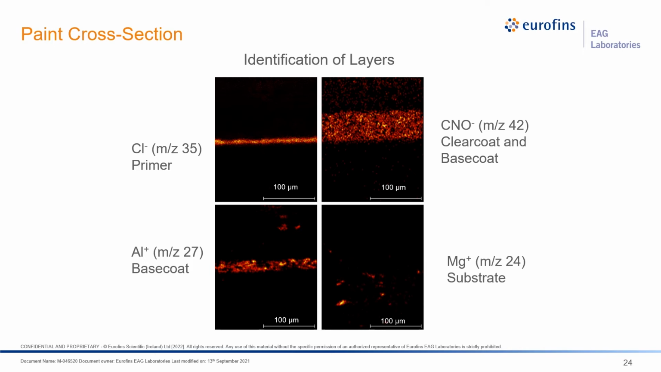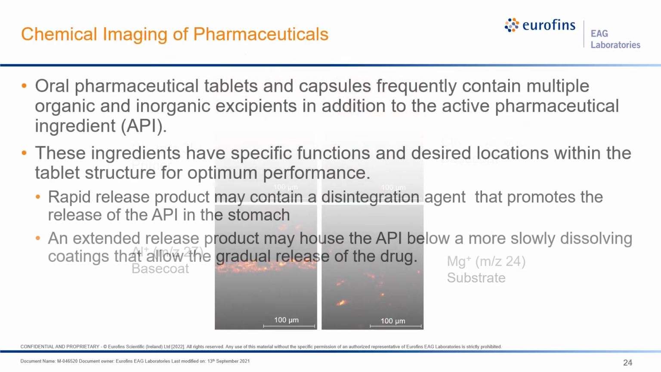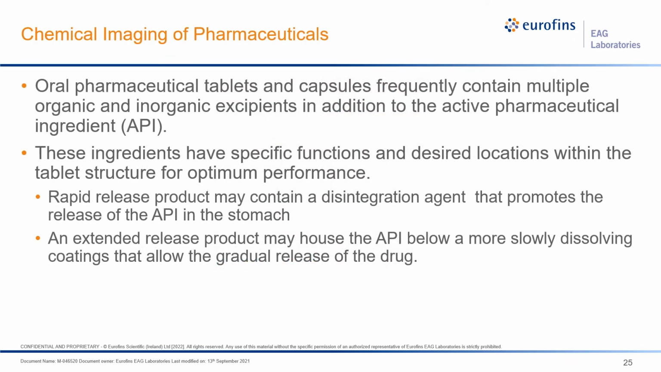I'm not showing any of the mass spectra here, but if we had taken a mass spectrum from this area, we would get a spectrum indicative of the clear coat. And we could compare that with reference spectra as well. Okay, we're going to take a quick sidetrack into the world of pharmaceuticals. Pharmaceutical formulations are obviously very important and a little bit in the news these days with people looking for vaccines and things, but pharmaceuticals are obviously used in the treatment of all kinds of disorders and diseases too.